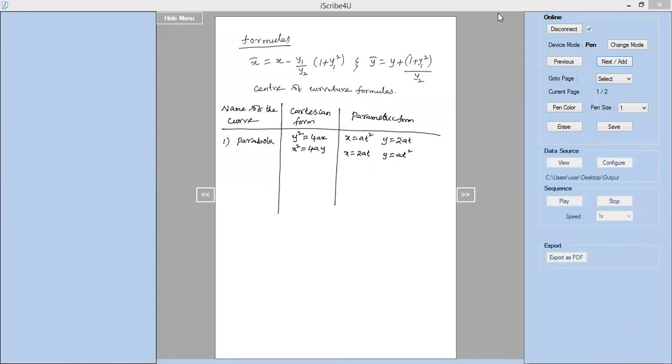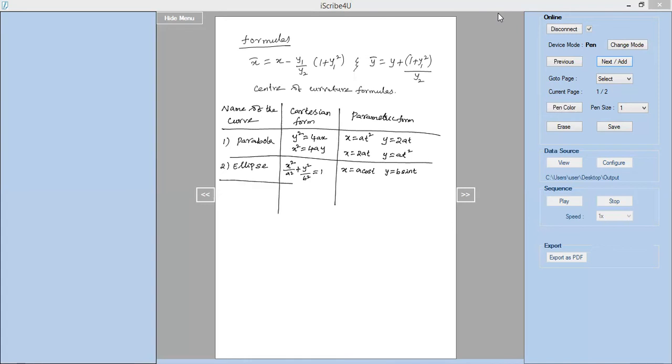Next curve is ellipse. The equation of ellipse is x square by a square plus y square by b square equal to 1. Now we'll write x equal to a cos t, y equal to b sin t. This is the equation of ellipse.